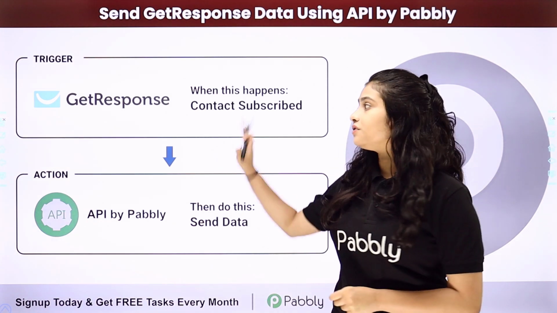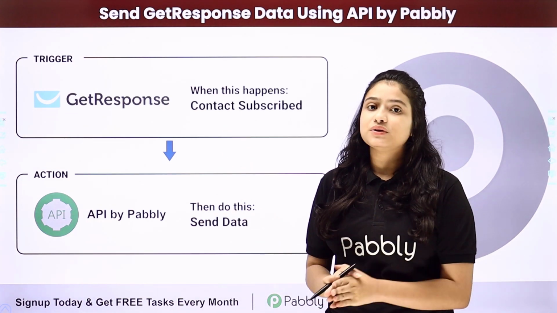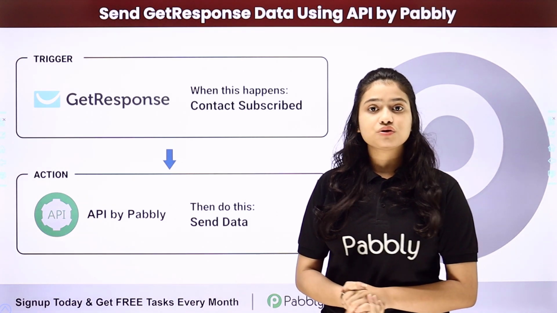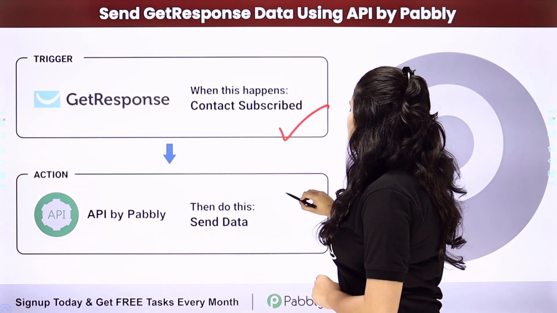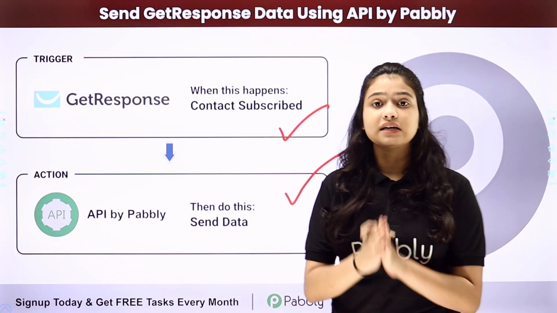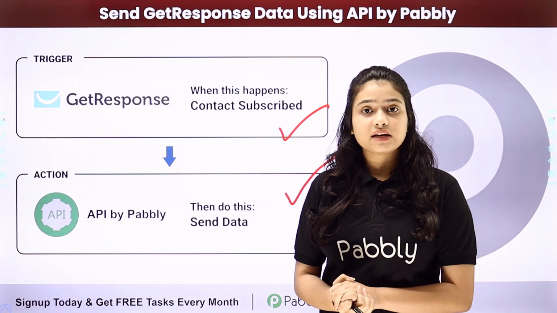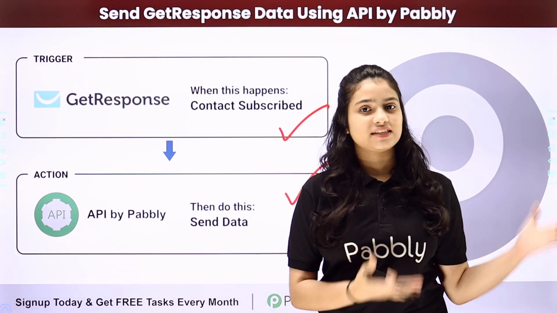We are going to connect GetResponse with API by Pabbly by using Pabbly Connect, which is an amazing automation and integration software. Now what are we going to do? We have GetResponse in our trigger and API by Pabbly in our action. So we will be connecting both of them by using Pabbly Connect in order to automate this entire process. And to learn the entire process step by step, let me take you all to my screen.